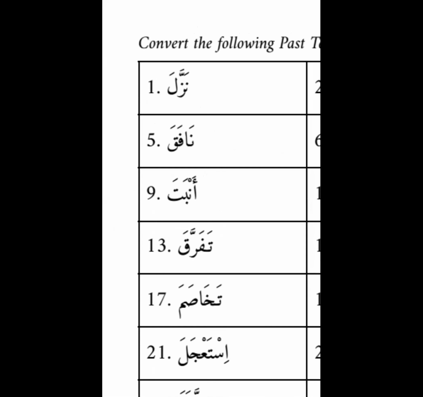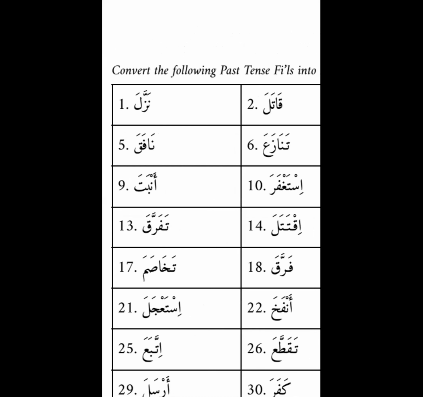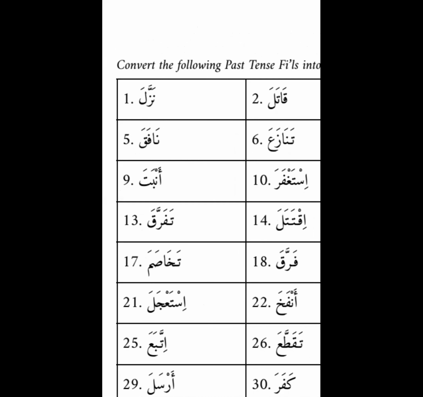Convert the following past tense into passive forms. First we will do the family and then we will do the passive. It's easier to do the passive once you have the family, because we know how it will go. So Nazzala, what is the family, please? Allama family. And what will be the past passive? Nuzzila. Excellent.